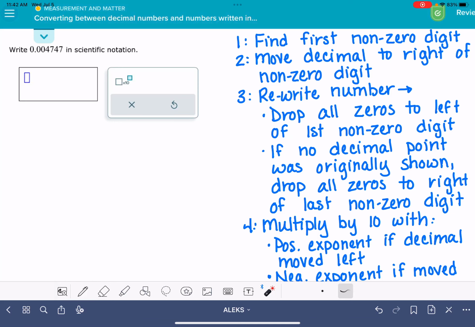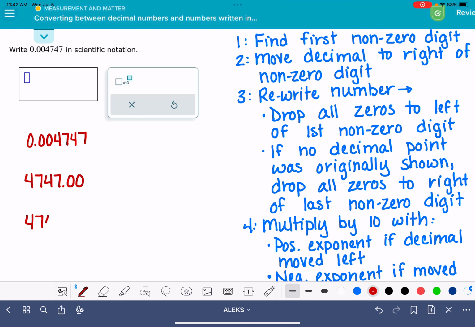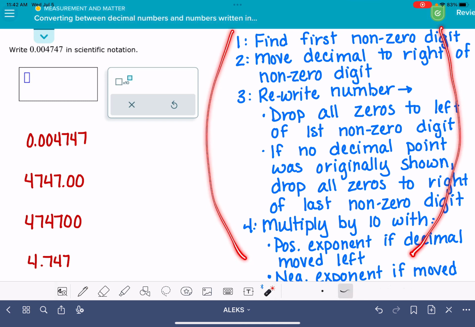In this video, I'll show you how to solve the ALEKS problem called converting between decimal numbers and numbers written in scientific notation. I am going to show you how to convert this number, 0.004747, into scientific notation, and I'm also going to do a few other types of examples as well, just so that you can see a little bit of the variety of numbers that you might see in this particular ALEKS problem. I've got the rules for converting into scientific notation written over here on the right-hand side.